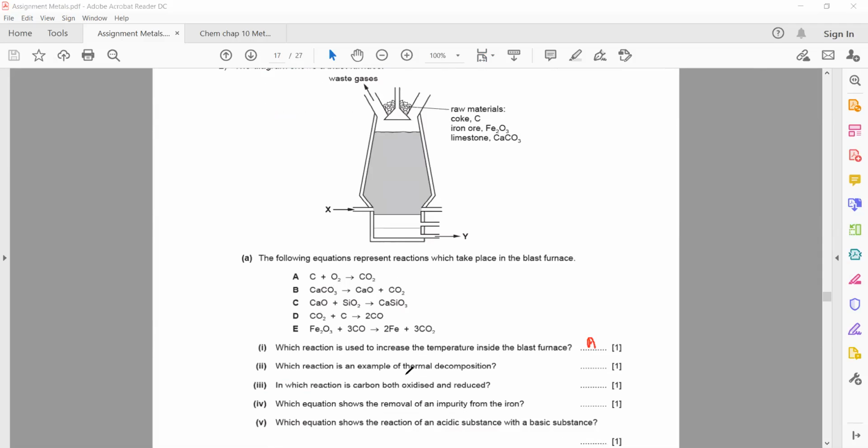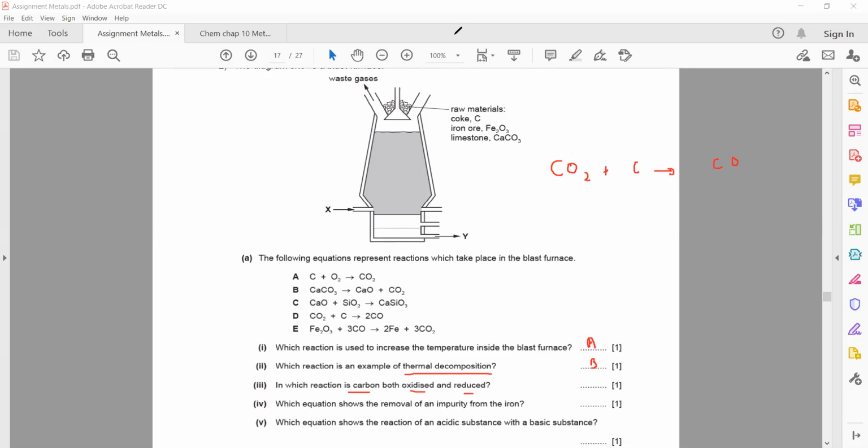Which reaction is an example of thermal decomposition? Thermal decomposition means one reactant and more products. So B is an example of thermal decomposition. In which reaction is carbon both oxidized and reduced? Oxidized and reduced means addition of oxygen and removal of oxygen. Like carbon is both oxidized and reduced. If you check this equation, carbon dioxide reacted with carbon gives carbon monoxide.